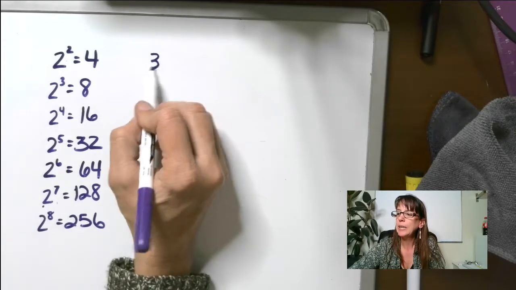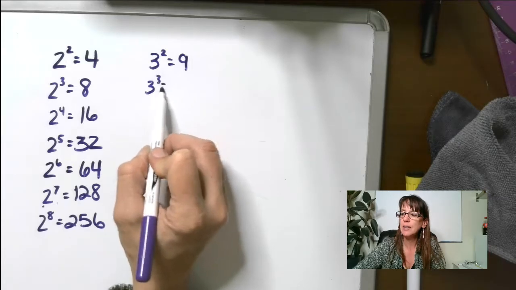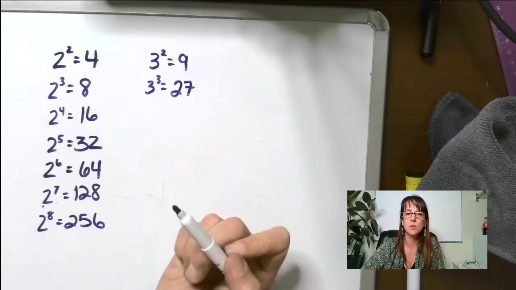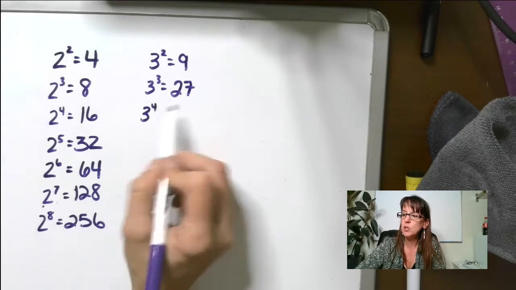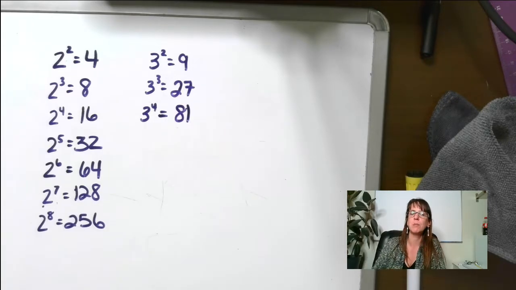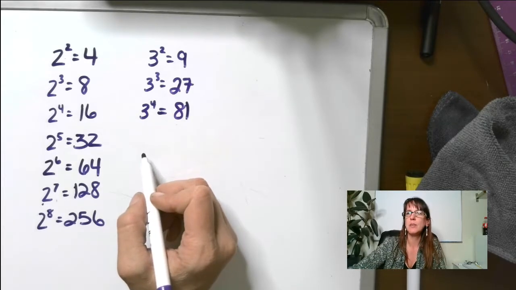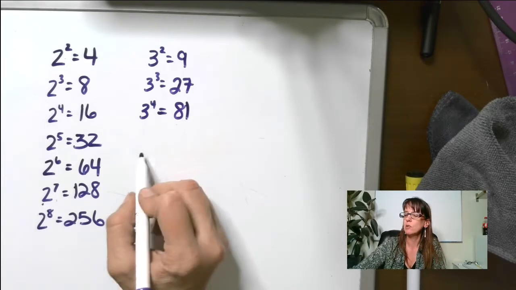Now, 3 squared is 9. 3 to the 3rd is 27. Now 3 to the 4th is 27 times 3, which gives us 81. You pretty much don't need to go much further than that. Now I could do the 4s, but I don't want to, because 4s actually just break down into 2s, so you don't really need those.